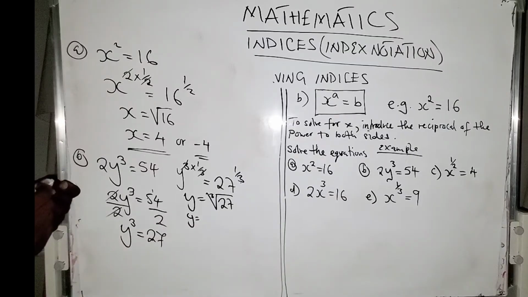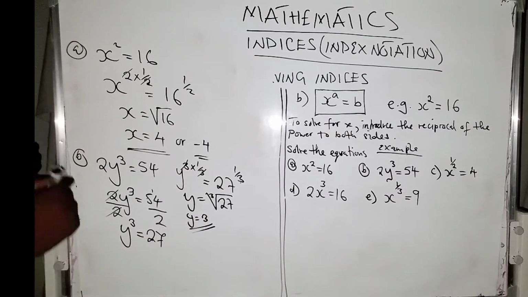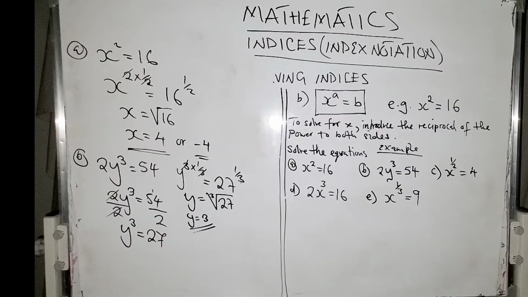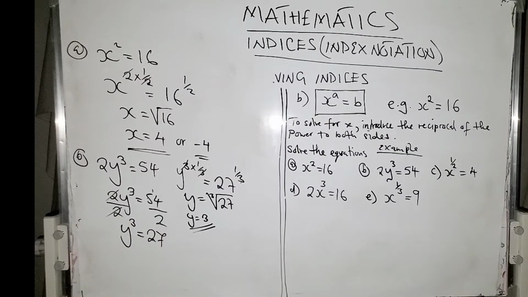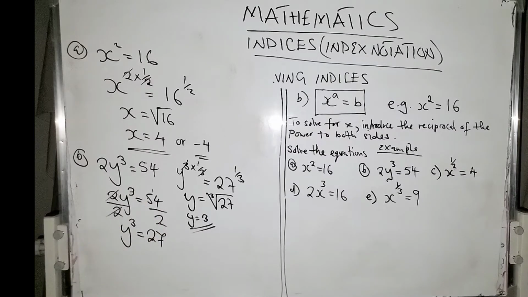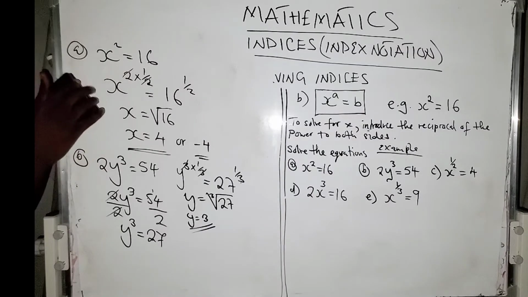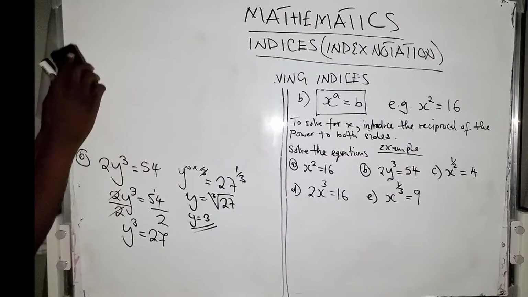Now, what number when you multiply itself 3 times should give us 27? 3. So y is equal to 3, simple as this. So that's the answer. Are we together? Good. Here you don't have two answers, positive or negative, because this is a cube root. The note is for square root: you should take note of that when solving equations.